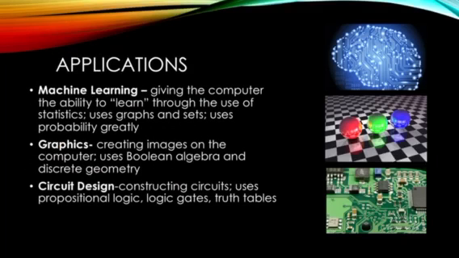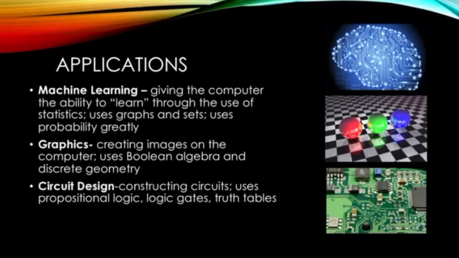So now that we discussed why discrete mathematics is important in computer science, we will now see a few applications of discrete mathematics within computer science. The first place that it is applied is in machine learning. Machine learning is simply giving the computer the ability to learn through the use of statistics. In machine learning, they use graphs and sets, which are covered in discrete mathematics. They also use probability greatly, which is also covered in discrete mathematics.